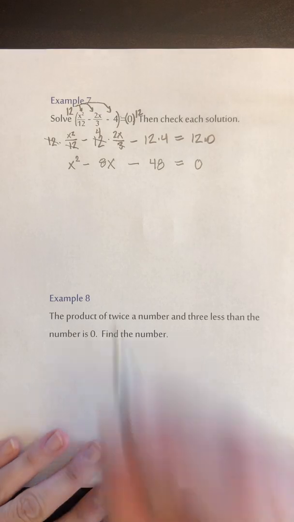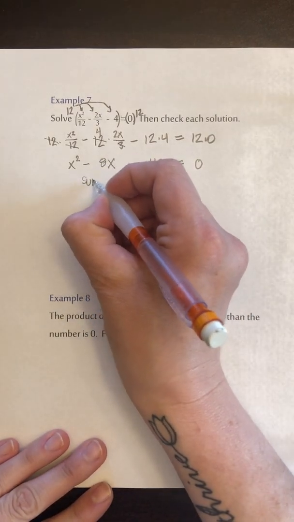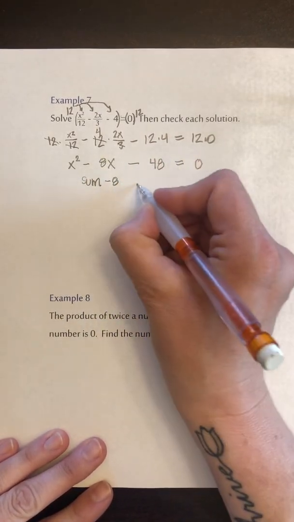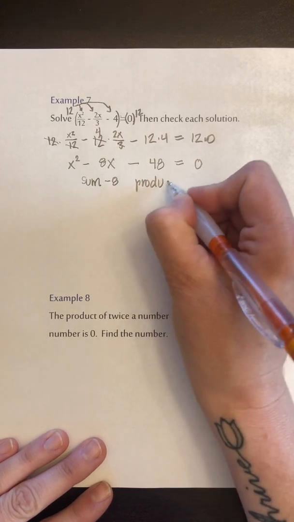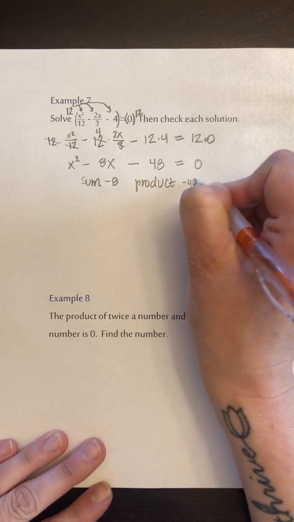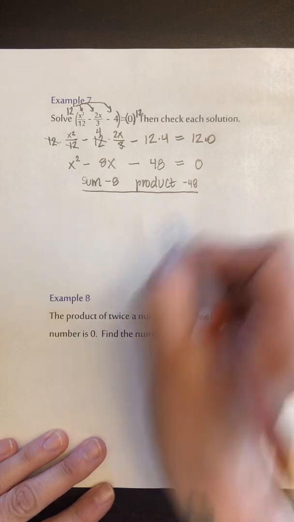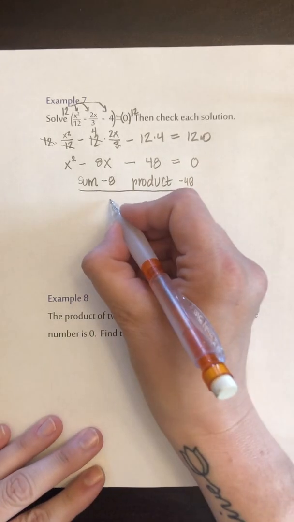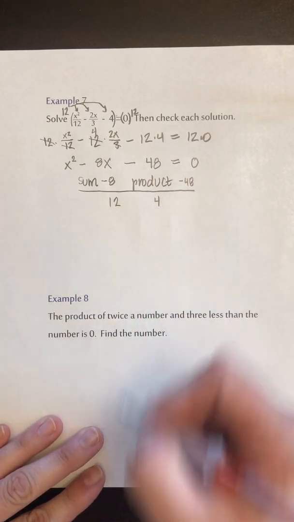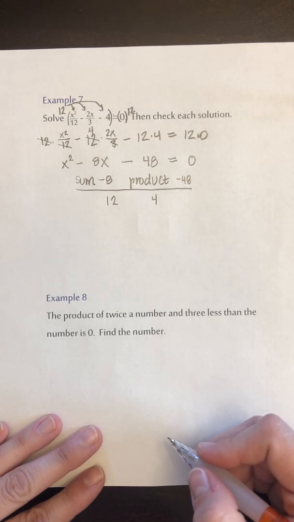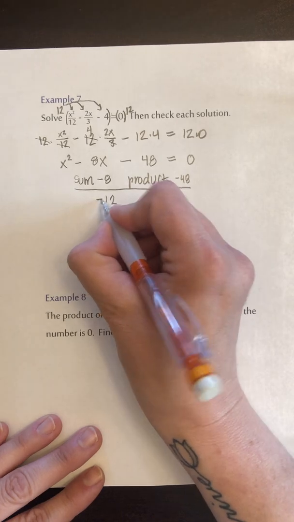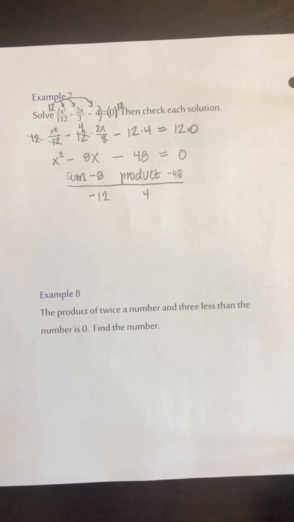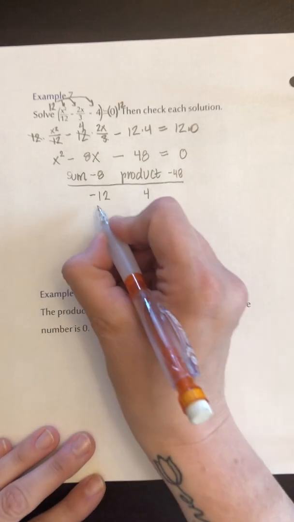There's no GCF. We can do a sum and product chart. The sum would be negative 8. The product would be negative 48. So I'm looking for two numbers that are going to multiply to give us negative 48 and add to give us negative 8. So let's see. If I did a 12 and a 4, that would give us 48, but I need a negative 48, so one of those numbers needs to be negative. I think 12 should be negative because I want to add those together and get a sum of negative 8. So it looks like I've got my two numbers.